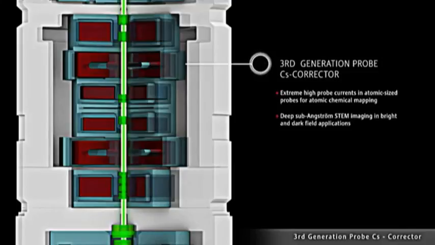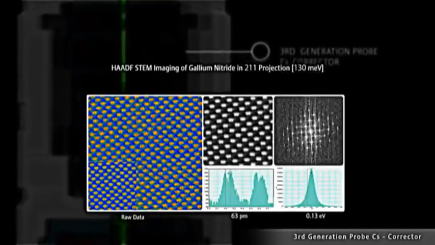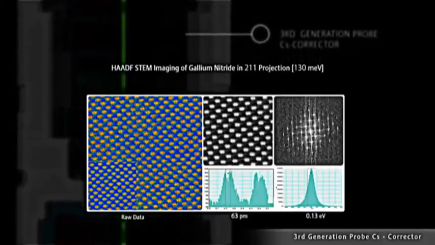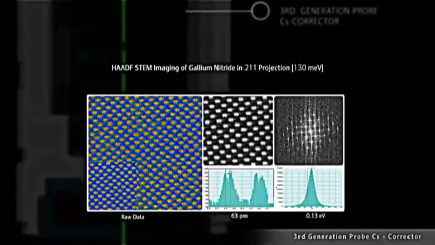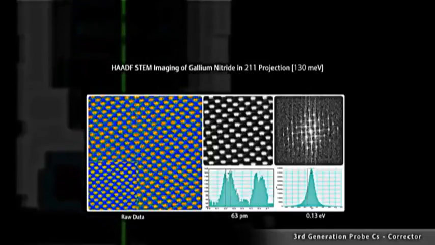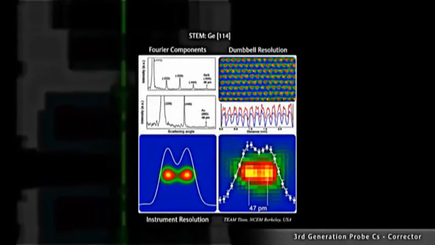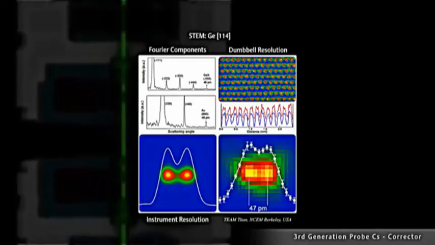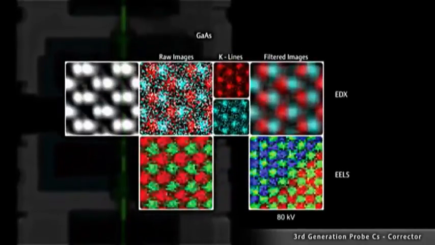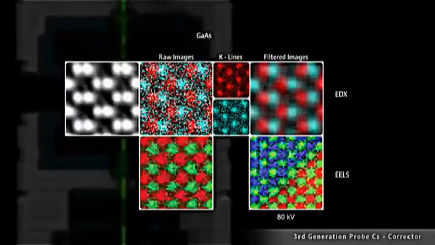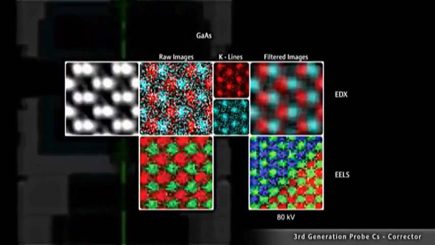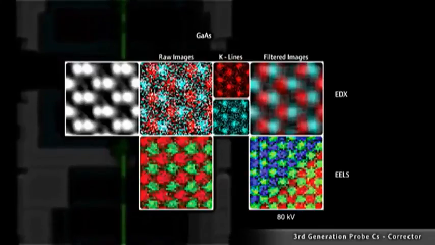Atomic resolution imaging and chemical mapping across the large high-tension range of the Titan is achievable with optimum results for different materials with this technology. 63 picometers can be resolved in the high-angle annular dark field STEM detector imaging of gallium nitride in 211 projection with an extremely high energy resolution of 130 millivolts. By using the TEAM Project microscopes, even the germanium dumbbell with a spacing of 49 picometers can be resolved using HR STEM. In combination with an EEL spectrometer or Super-X detector, atomic chemical mapping reveals the polarity of gallium arsenide or the chemical change at perovskite interfaces.